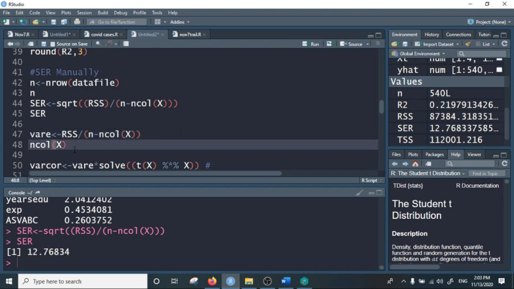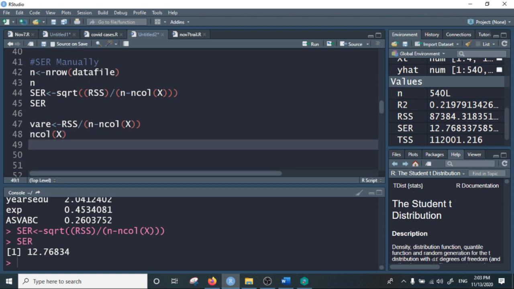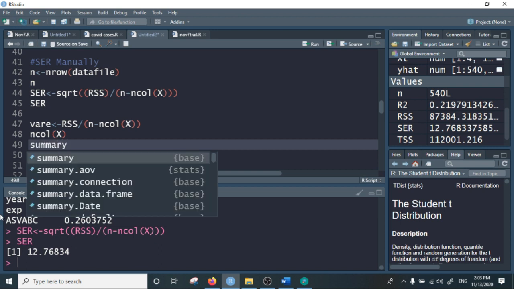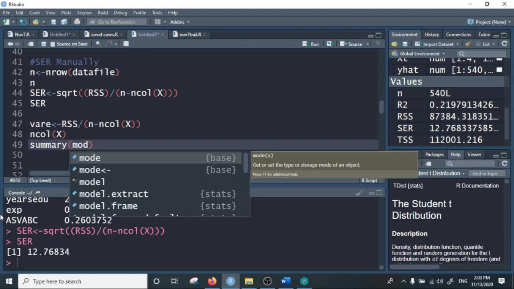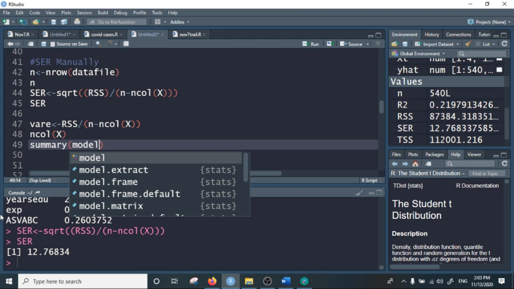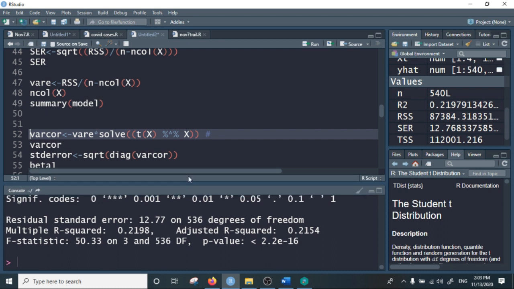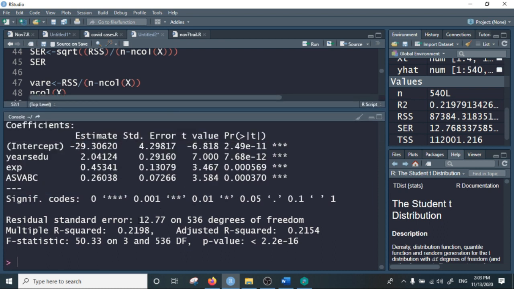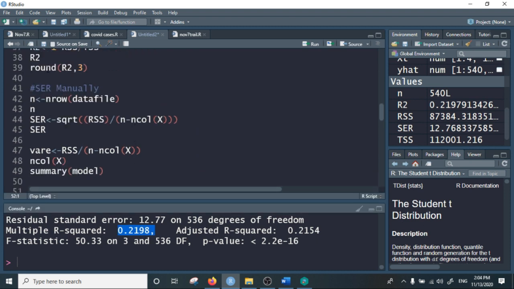And now at this stage we can just compare this with the inbuilt function. If we summarize the results from the inbuilt function, we have saved the regression results from the inbuilt function in the object called model. If I summarize this, look here, the R square value is 0.2198.